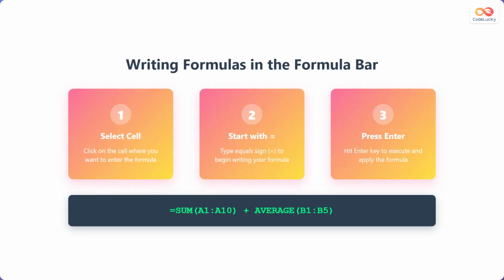Now let's learn about writing formulas in the formula bar. Here are the steps to follow. First, select the cell where you want to enter the formula. Second, type an equals sign to begin writing your formula. All Excel formulas must start with an equals sign. Third, press the Enter key to execute and apply the formula. Here is an example of a formula that calculates the sum of cells A1 through A10 and adds it to the average of cells B1 through B5. The formula is written as =SUM(A1:A10)+AVERAGE(B1:B5).